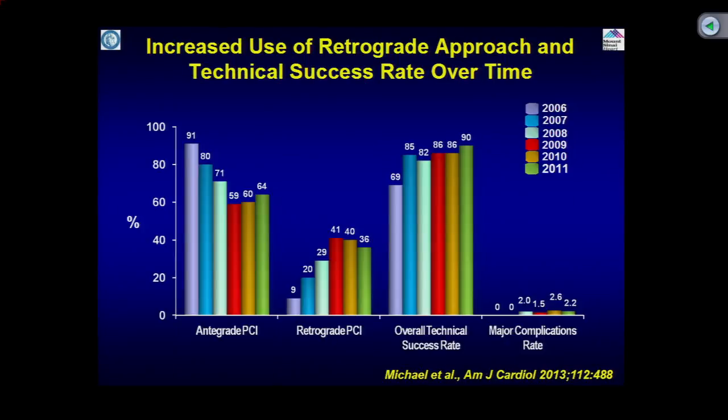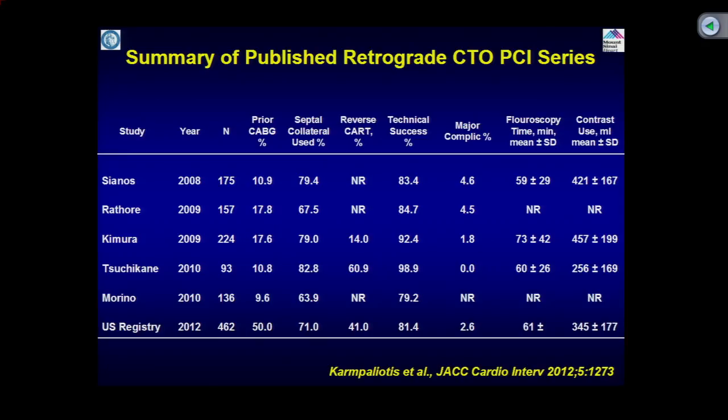Now, where are we in terms of retrograde PCI? This is the increased use of the retrograde approach, with the latest CTO registry data showing that almost 30% of the PCI are being done retrograde. What it doesn't say is whether it is done as a first attempt or third attempt, but yes, retrograde PCI really is coming, and that is increasing the overall procedural and technical success rate, and of course complications continue to be very low.